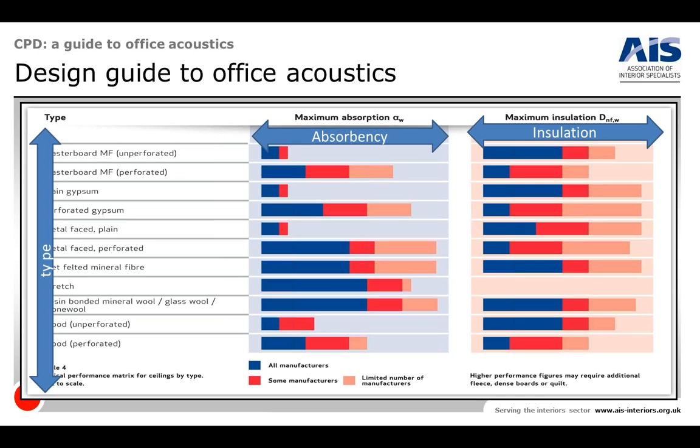They're heavy. Ceiling products fall into a whole raft of different types of descriptors, from gypsum, plain and perforated, and steel, wet felted mineral fiber, resin bonded, mineral wool, glass wool, rock wool. They're all there. The softer materials through here tend to be the best for absorbency, whereas you can see the harder products here tend to be best for insulation.